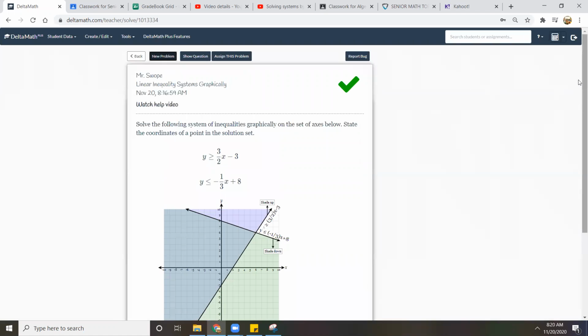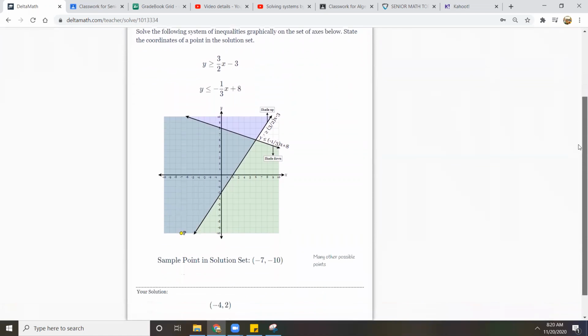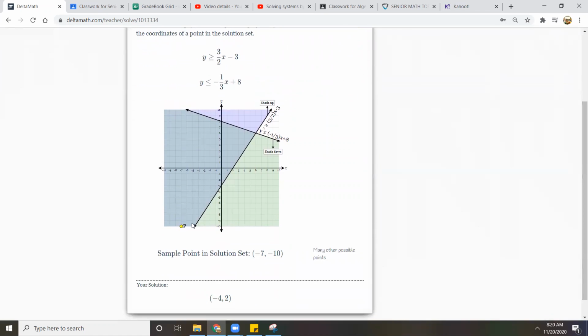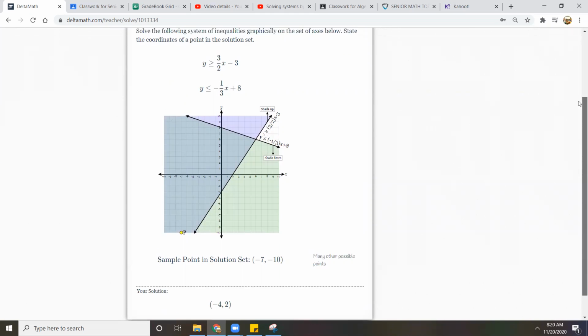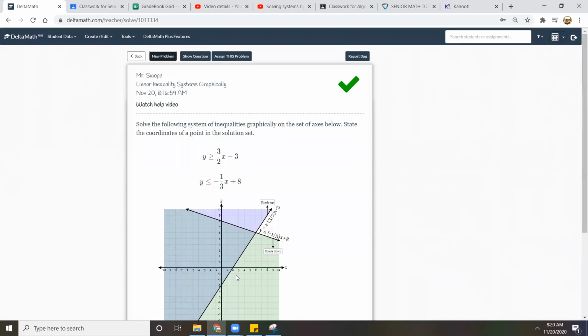So we submit it, and we got it. You can see the point they picked was -7, -10, but it would take any point that's in that region as long as you got your shading correct. So that's how you solve linear inequality systems by graphing.